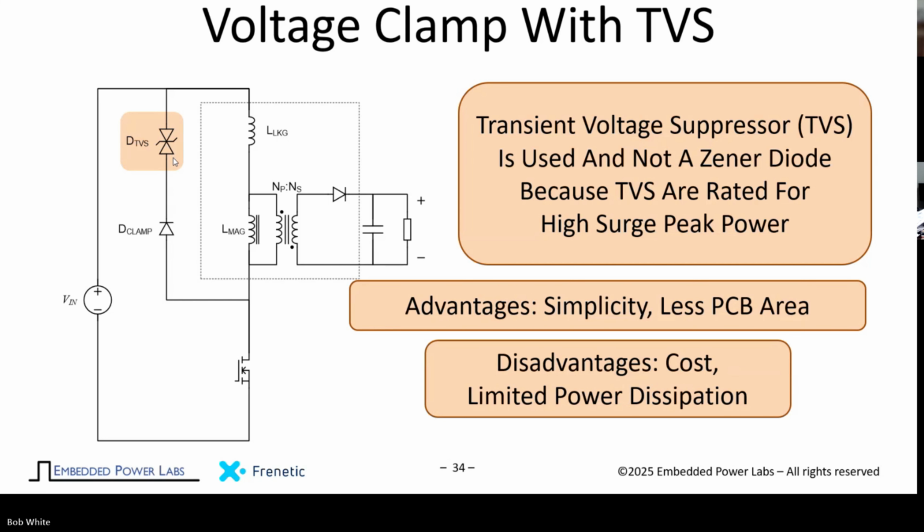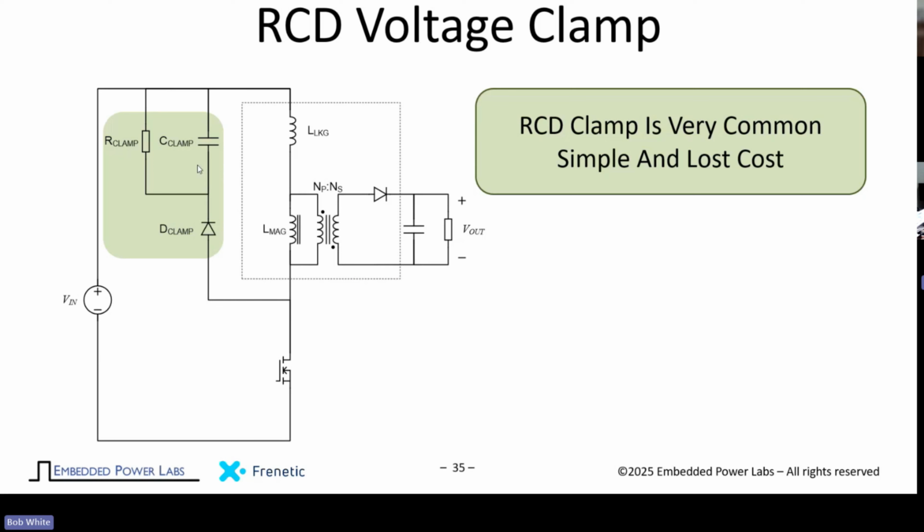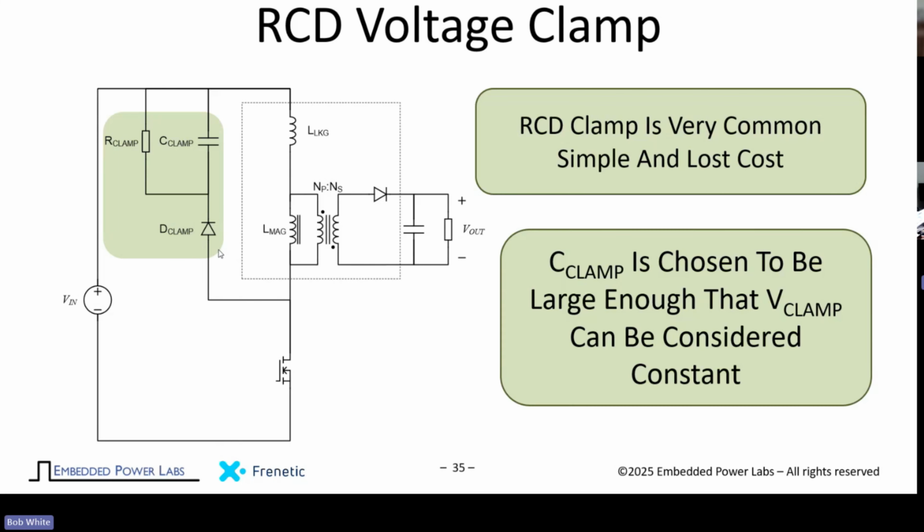Most commonly, the clamp is created with an RC circuit. So the RCD clamp is the most common. It's simple, low cost. You do trade up a little more board area because you've got more components. Okay. And when we design this circuit, we choose the clamp capacitance value to be large enough that the voltage is essentially constant.